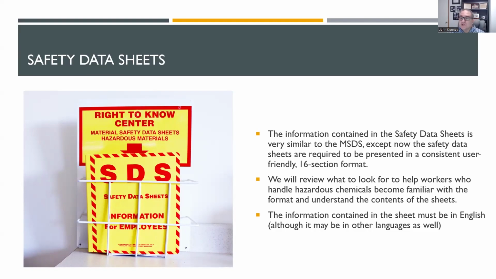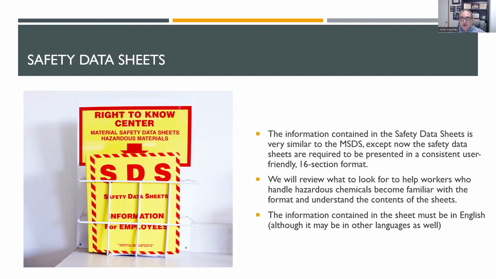You must use the current safety data sheets that are supplied by all your suppliers of your membrane and other materials on your projects. We're going to review what to look at to help workers who handle hazardous chemicals become familiar with the format and understand the contents of the sheet. The information in the sheet must be in English, although it may be in other languages as well. So it is required to be in English, and you can have it in other languages, but you have to have both.